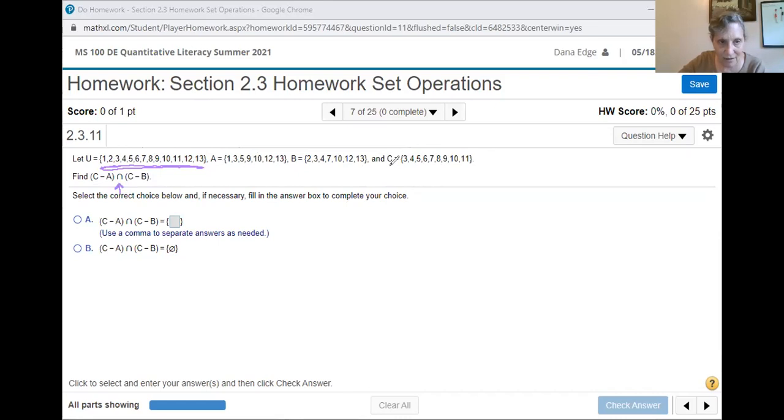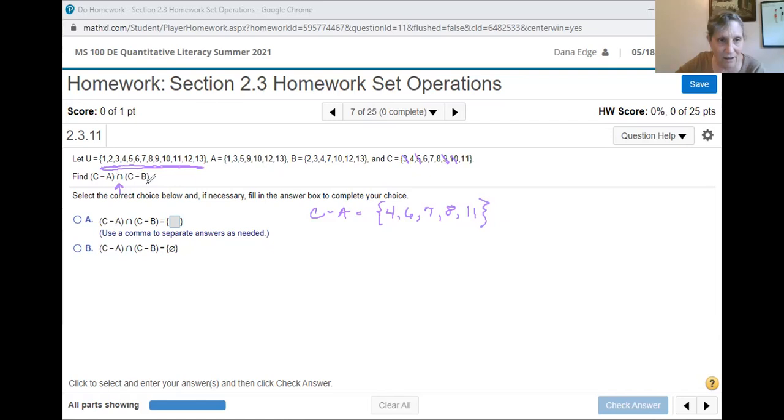I would take set C and subtract everything that's in set A. So C minus A is going to consist of, if I take C and take out anything that's in A, I will take out a 1, not there. I will take out a 3, okay. 5, okay. 9, gotcha. 10, yes. 12 and 13. So that's going to leave me the 4, 6, 7, 8, and 11.